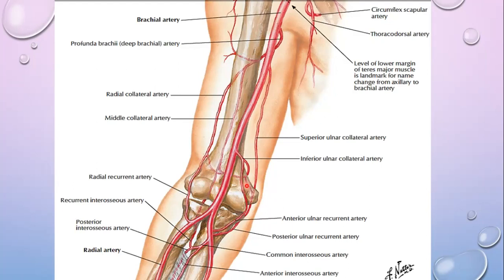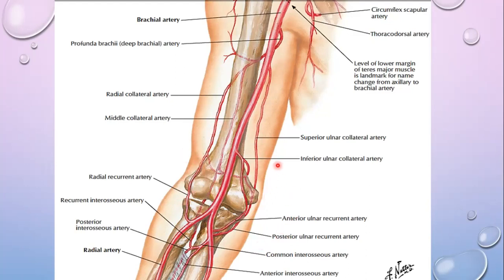Then you can see in front of the medial epicondyle, there is a branch from the inferior ulnar collateral anastomosing with the anterior ulnar recurrent artery. Then behind the medial epicondyle, we have a branch from the superior ulnar collateral and also from the posterior division of inferior ulnar collateral anastomosing with the posterior ulnar recurrent artery. Now this is the cubital anastomosis.